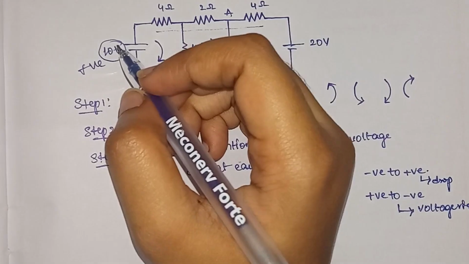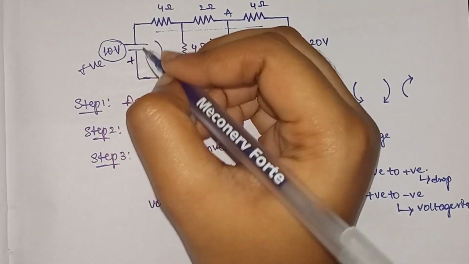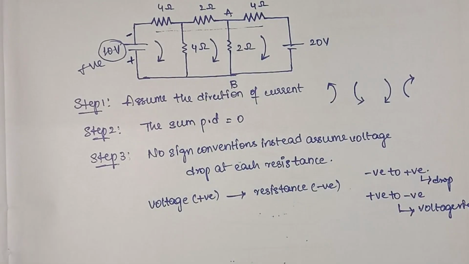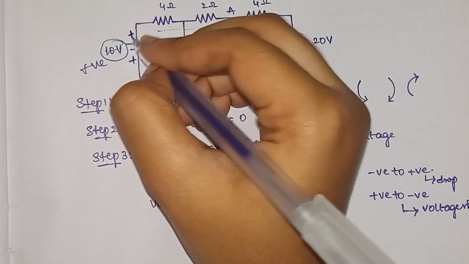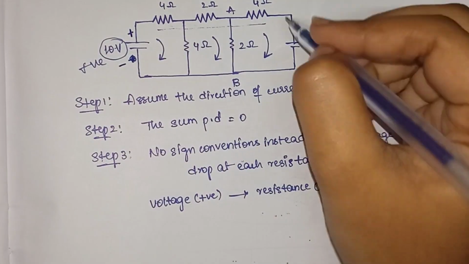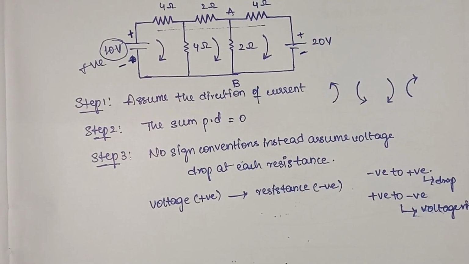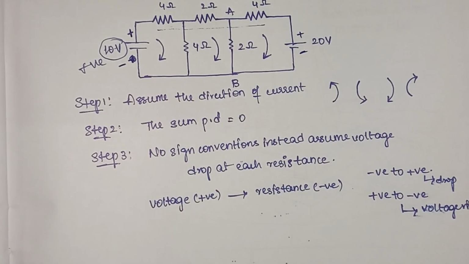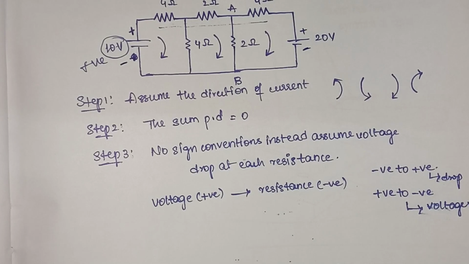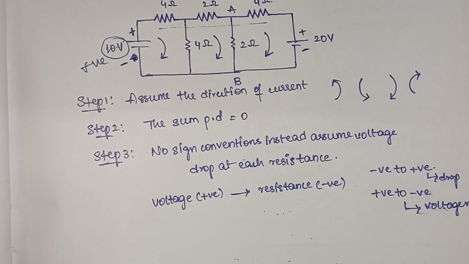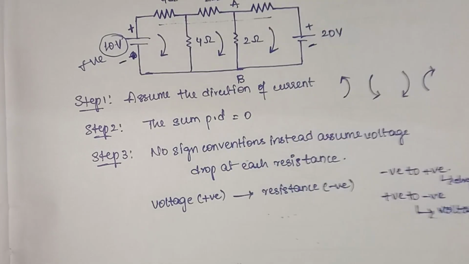So now according to the circuit we are having, this will be our positive and this is our negative. Okay, so this is the circuit we are having now. Now let's see how to do the mesh analysis. So we are not using any sign conventions. Instead we are assuming our voltage to drop at each and every resistance.